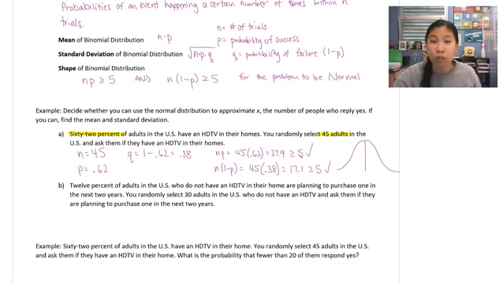The mean then is just n times p. So remember, our formula for the mean is n times p, which we did when we did our first check for the normal curve. So 27.9 is going to be our mean.